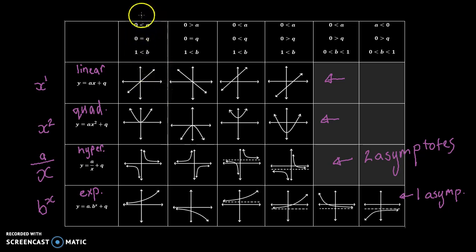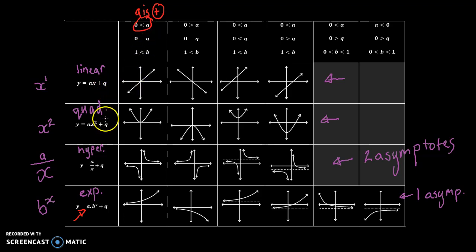Now, let's start with the first thing, where a is more than 0. That's a fancy way of saying a is positive. I've kept q at 0 and b, that only applies to this last one, b is more than 1. So in the first one, the linear function, when a is positive, our straight line is going to go up, but it's still going to go through a value of 0 because q is 0, and as we know, q is the y-intercept.